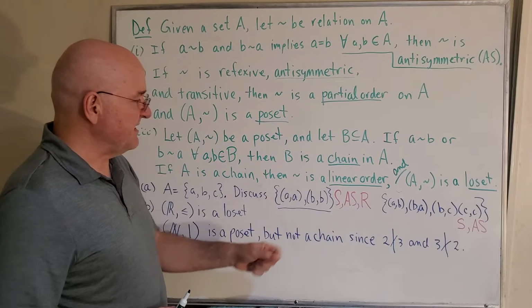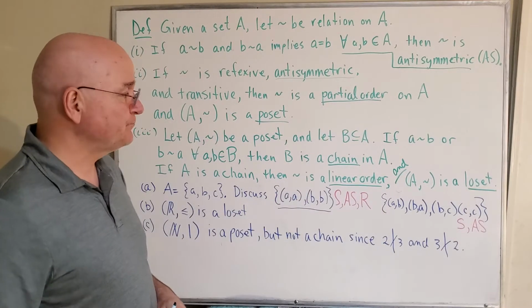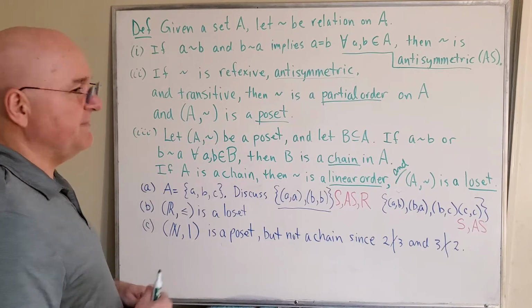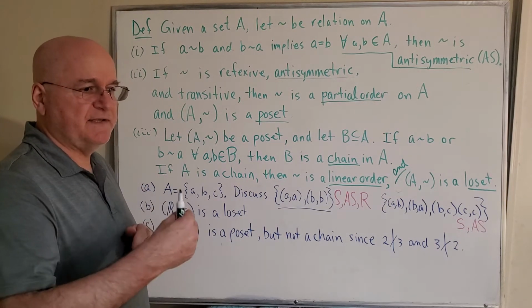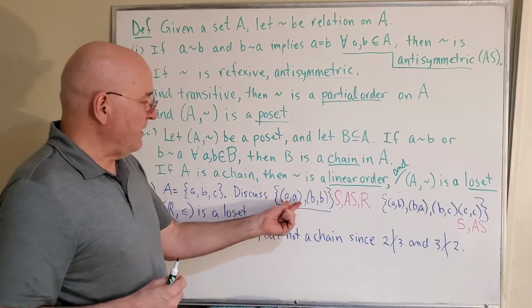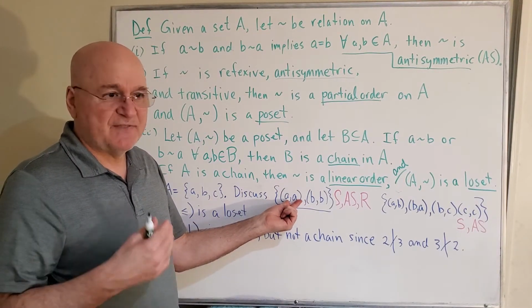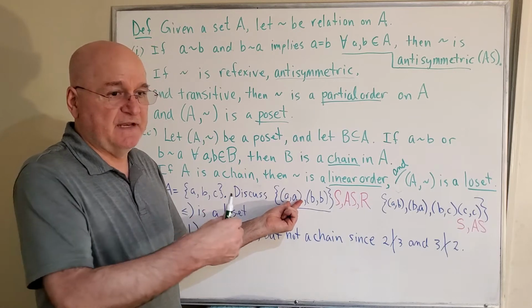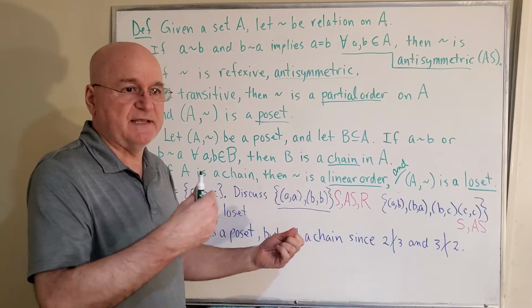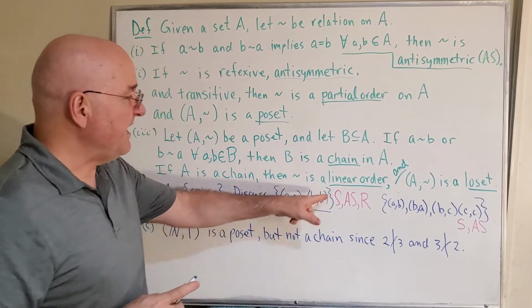This says A relates to A and B relates to B. Is it symmetric? Well, symmetric says if A relates to B, then B relates to A. Well, A only relates to A, so that's true: if A relates to A, then A relates to A. B only relates to B, so if B relates to B, then B relates to B. Yeah, it's symmetric.